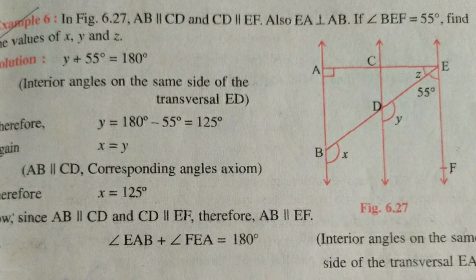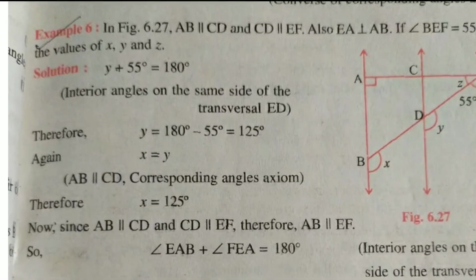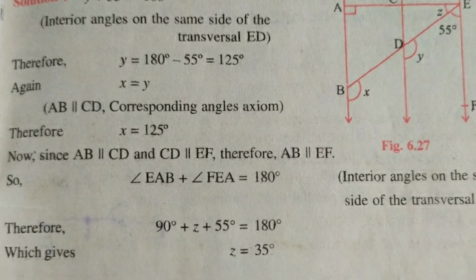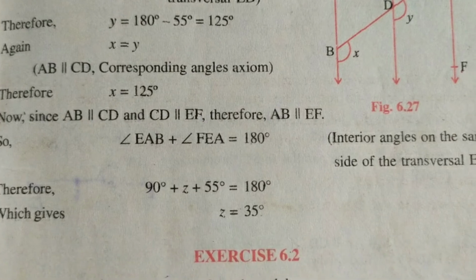Solution: y plus 55 degrees equals 180 degrees, interior angles on the same side of the transversal ED. As you can see, ED is a transversal and the interior angles give 55 plus y equals 180 degrees. So y equals 180 degrees minus 55 degrees, which equals 125 degrees. Again, x equals y, as AB is parallel to CD, by the corresponding angles axiom. Therefore, x equals 125 degrees.